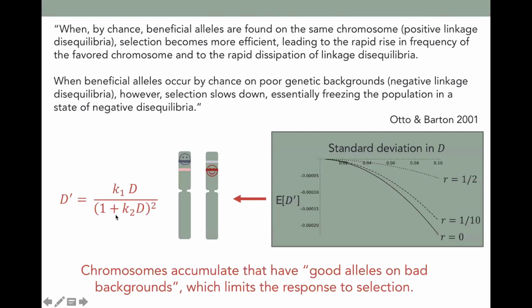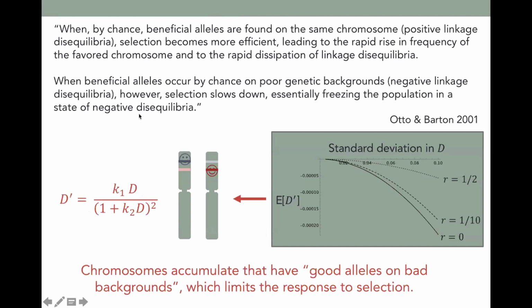And you can see that in this equation. In the case where by chance there's positive disequilibria, there's a higher mean fitness, a higher denominator. That reduces this equation and reduces the net effect on disequilibrium in the next generation.